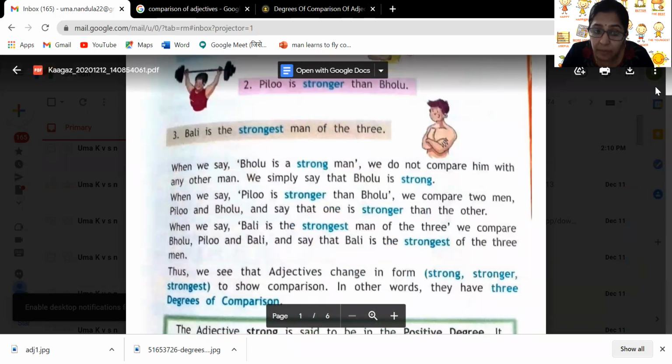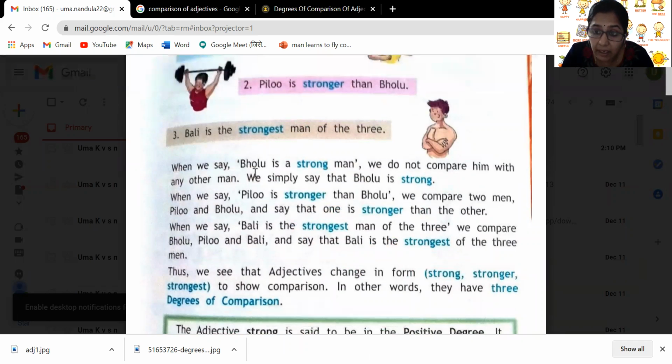When we say Bolu is a strong man, we do not compare him with any other man. We simply say that Bolu is strong. I'll just talk only about you. So I'll say you are very good. You are a good girl. We simply use good, or we simply say you are very strong.